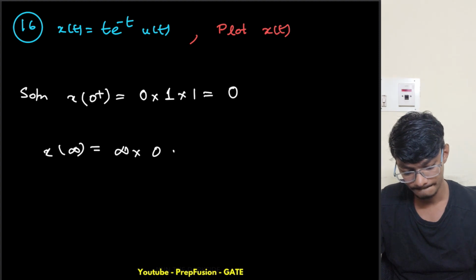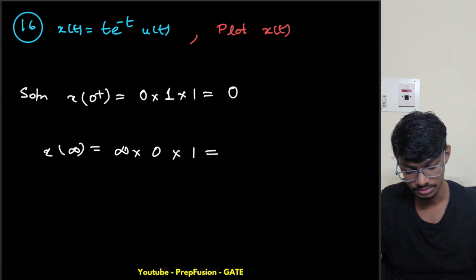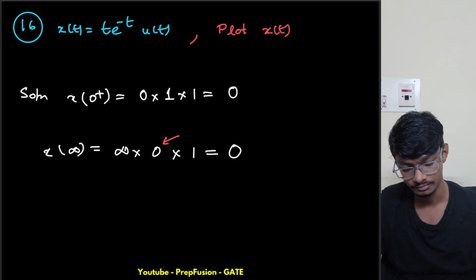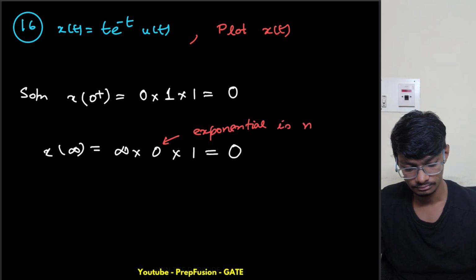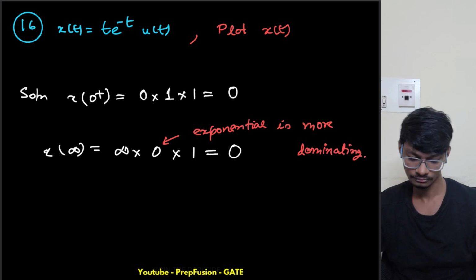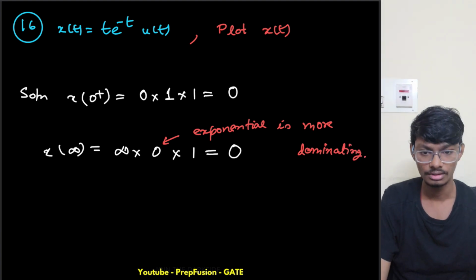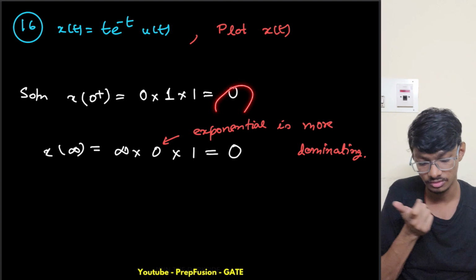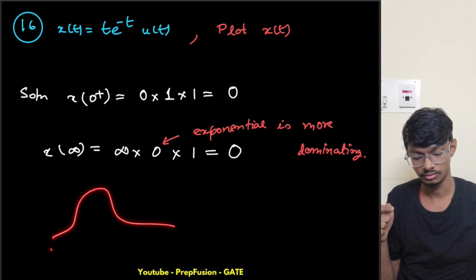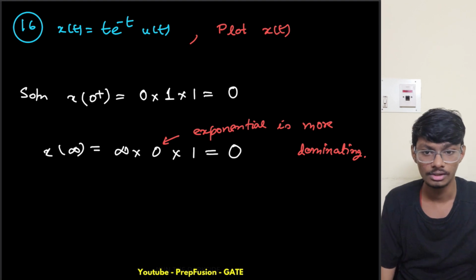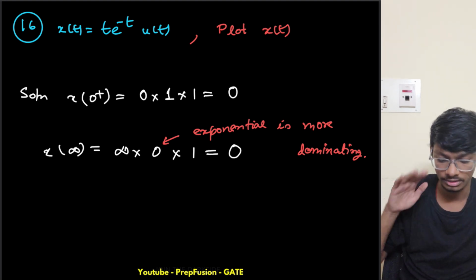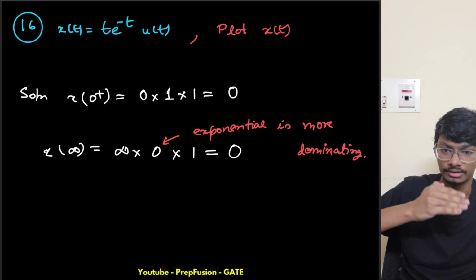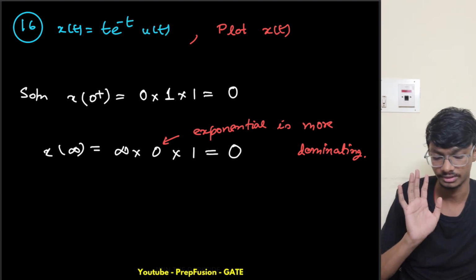So infinity times 0, which becomes 0 only, because the exponential is more dominating. Exponential is more dominant. Okay, so yeah, this is 0. So can we just connect? No, because this is starting from 0 and ending at 0. It can go like this, it can go like this also, we don't know. So what we need to do is simply plot the different functions separately and then multiply them. This one is u of t, which is 1 only, so that doesn't matter. Plot these two, right?